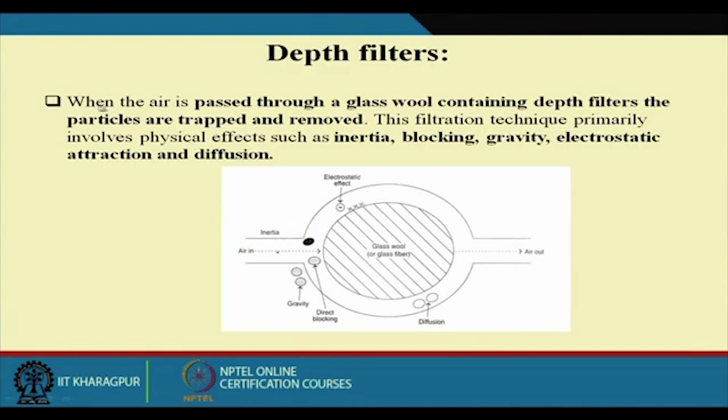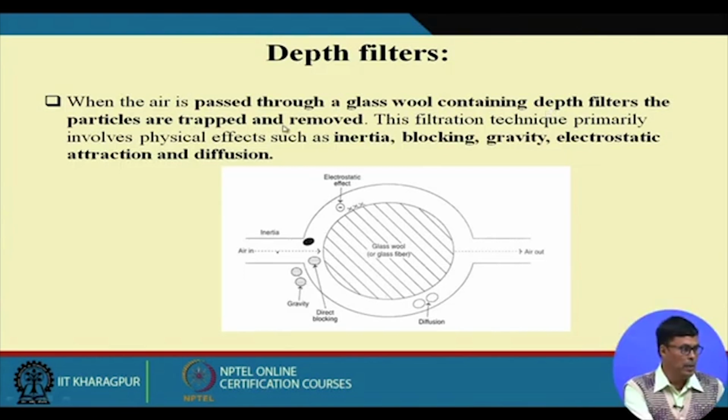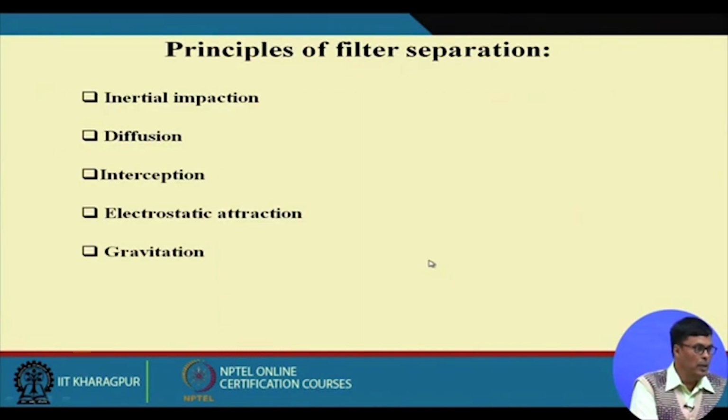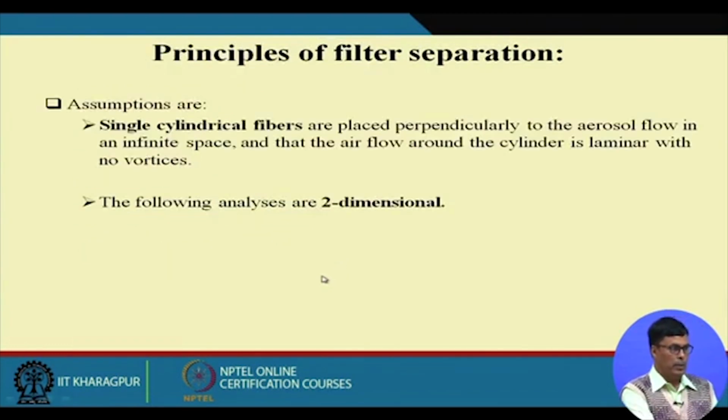Now in the depth filter, the air passes through the glass wool, and particles are trapped and removed. The filtration techniques primarily involve the physical effects of inertia, interception, gravity, electrostatic attraction, and diffusion. I shall explain one after another how it is done. So we have inertial impaction, diffusion, interception, electrostatic attraction, and gravitation, and how particle separation takes place.